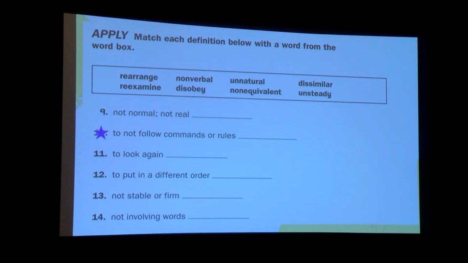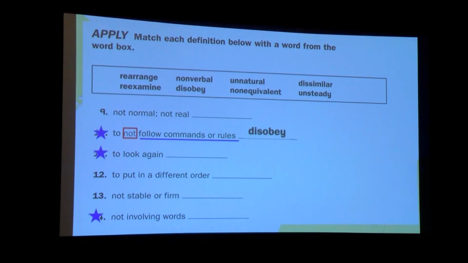So we're going to jump to number 10. It says to not follow commands or rules. What word do you think would go into this definition? Disobey. Correct. And we would go back through: not, and then follow the commands or the rules would be what we consider the base word. So disobey would fit in this definition.